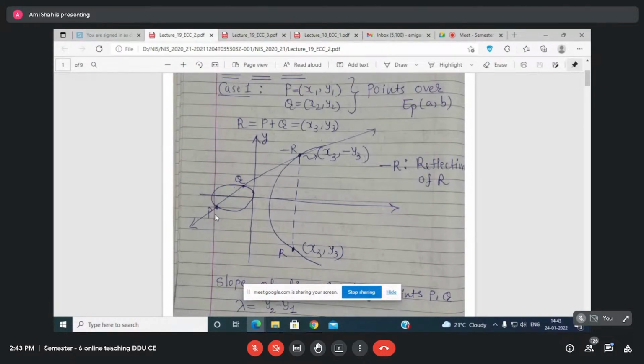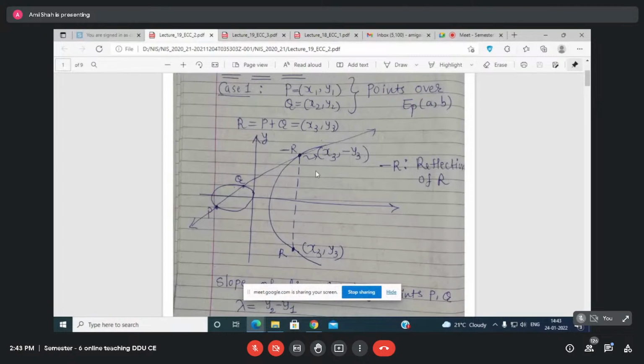Now the line connecting P and Q intercepts the curve at some point, and that is minus R. And what is minus R? Minus R is the reflection of R. So when the line intercepts the curve, this point is known as minus R, and it is a reflection of R.